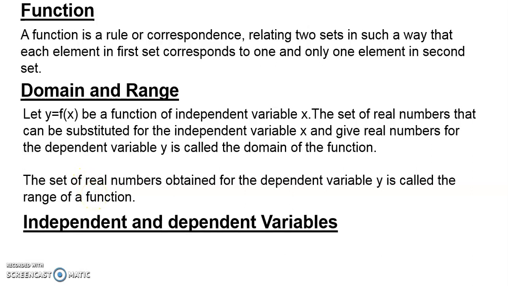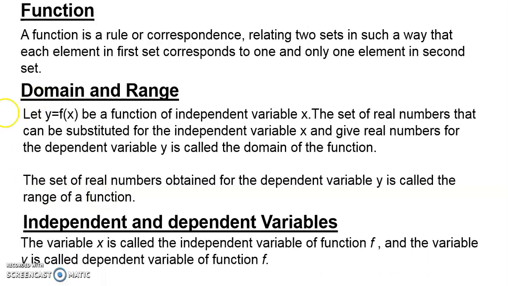Then independent and dependent variables. As I have just talked about dependent and independent variables, in this function, x is your independent variable. The values of x do not vary on the values of y, but the values of y depend upon the values of x. Your output always depends upon your input. That is why we can say that y is the dependent variable and x is the independent variable. So let's see the definition. The variable x is called the independent variable of function f, and the variable y is called the dependent variable of function f.